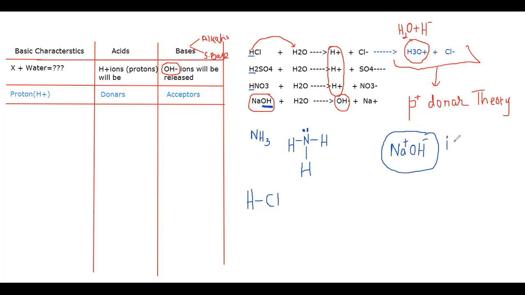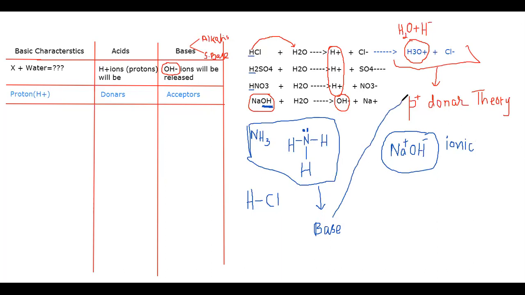But when you talk about ammonia, ammonia is a covalent substance, and it has no OH negative charge. According to that concept, we might say that ammonia is an acid. But according to the proton donor theory, ammonia is regarded as a base. How can you say that ammonia is a base? According to proton donor theory, you can define that ammonia is a base.